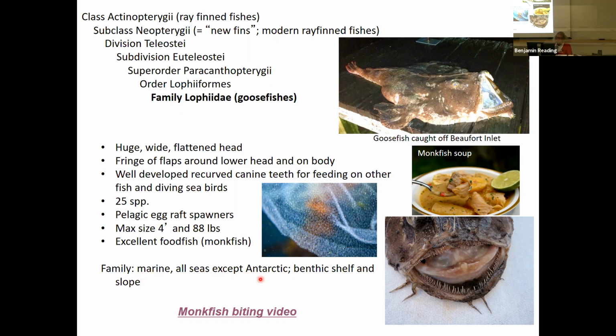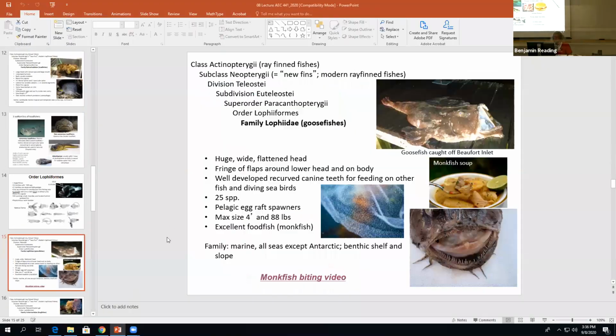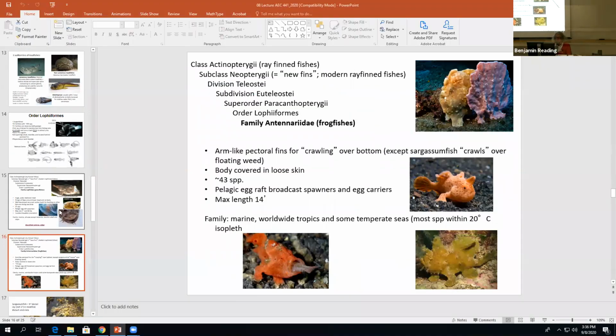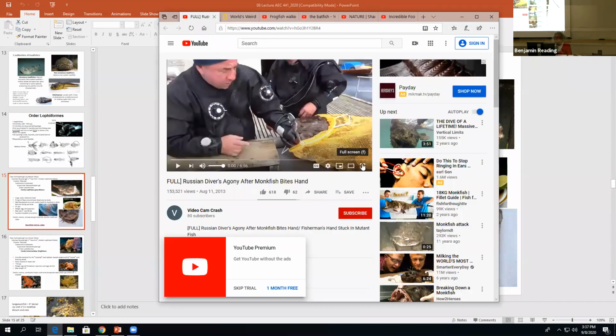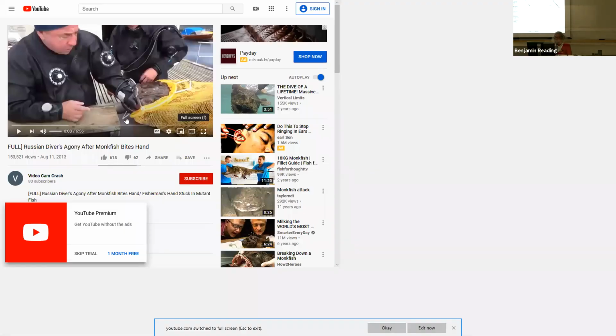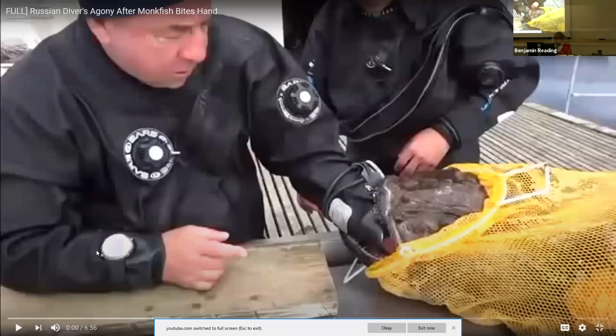Marine, all seas except the Antarctic. And oftentimes these are benthic. They sit on the bottom and wait for something to go by, and then they bite it. So they're on the benthic shelf and also on the continental slope. So here's a video of a fisherman. I believe he was an oyster fisherman or some kind of shellfish, who was actually going to get shellfish and ended up encountering a monkfish that bit onto his hand. So listen to this.